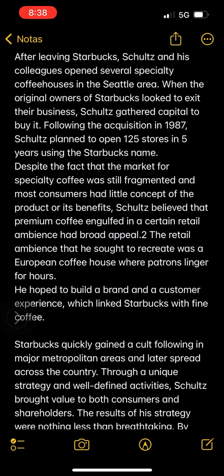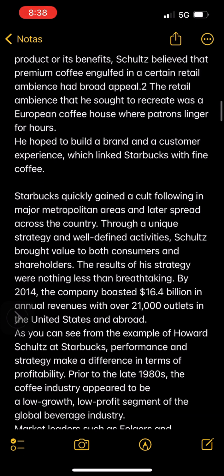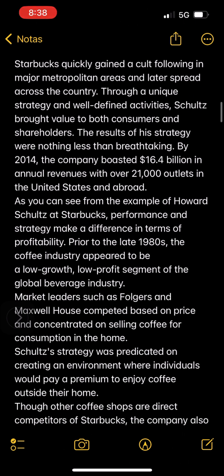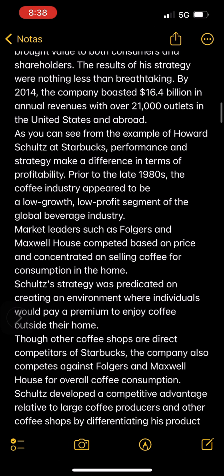Through a unique strategy and well-defined activities, Schultz brought value to both consumers and shareholders. The results of his strategy were nothing less than breathtaking. By 2014, the company boasted $16.4 billion in annual revenues with over 21,000 outlets in the United States and abroad. As you can see from the example of Howard Schultz at Starbucks, performance and strategy make a difference in terms of profitability.